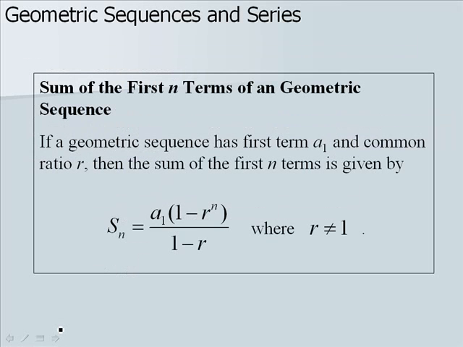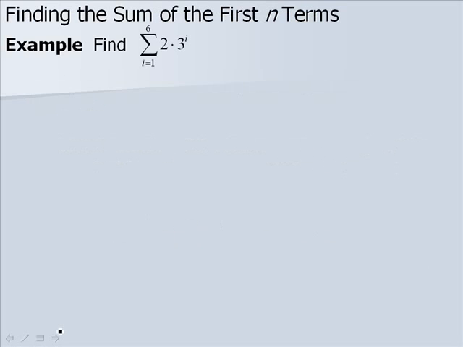If a geometric sequence has first term A1 and common ratio R, then the sum of the first n terms is given by Sn equals A1 times (1 minus R to the n) divided by (1 minus R), where R is not equal to 1. Let's look at finding the sum of the first n terms.